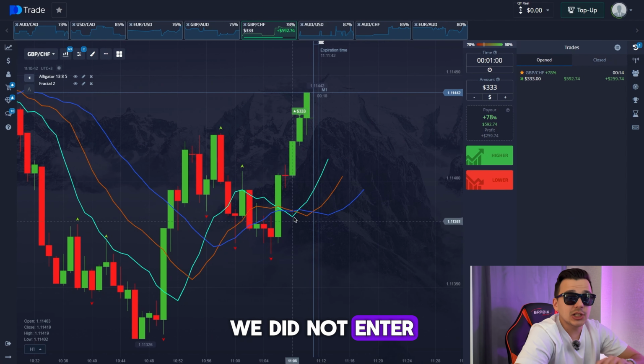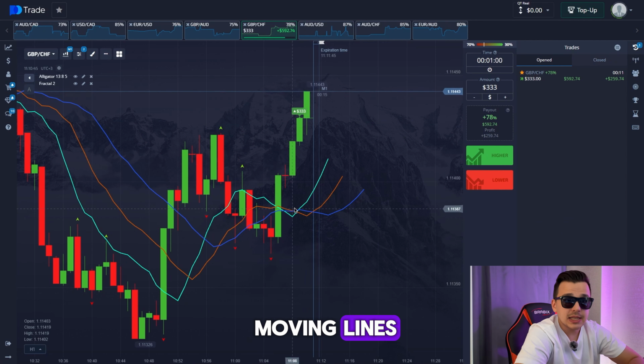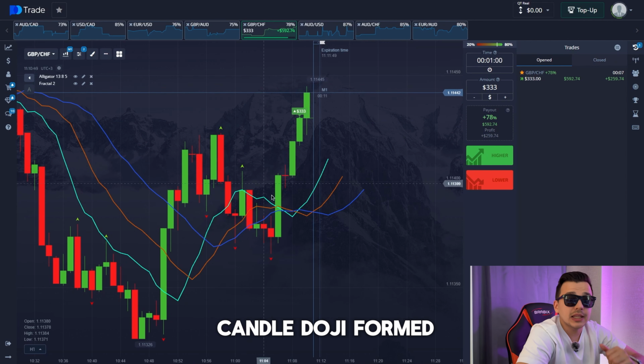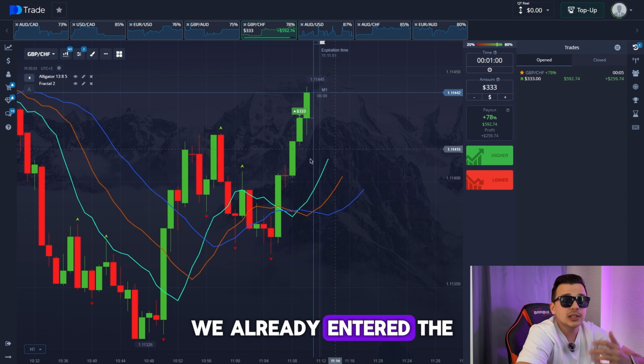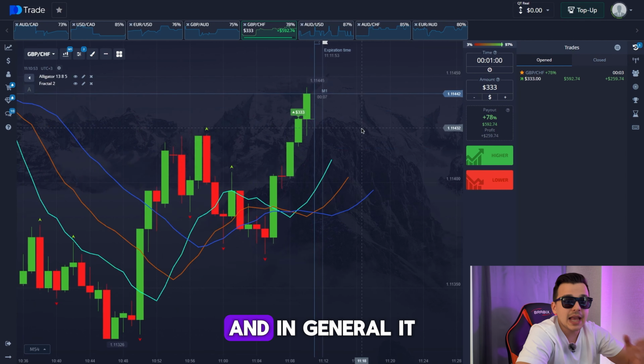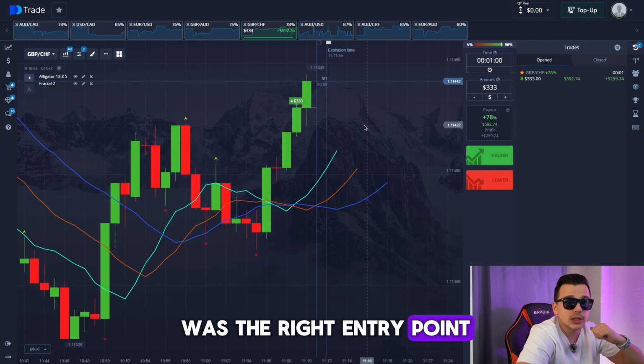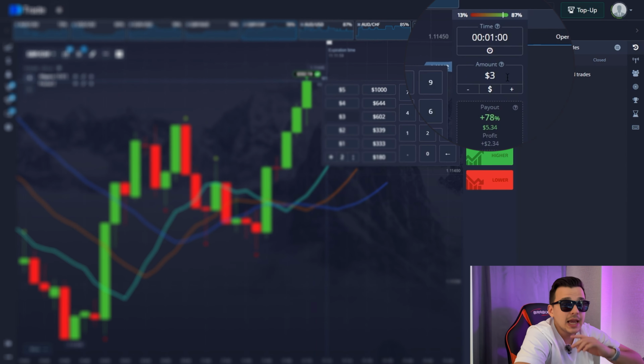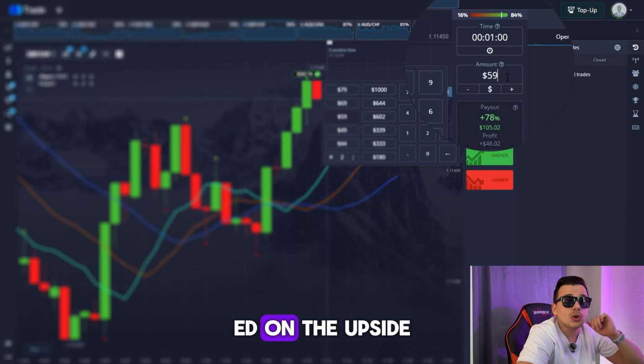We did not enter the trade at the crossing of the moving lines. That is, we did not enter the trade at this level. When we had a doji candle formed, we entered the trade a little bit later. And in general, it was the right entry point, as our next trade also closed in plus without any problems. These trades were opened on the upside.